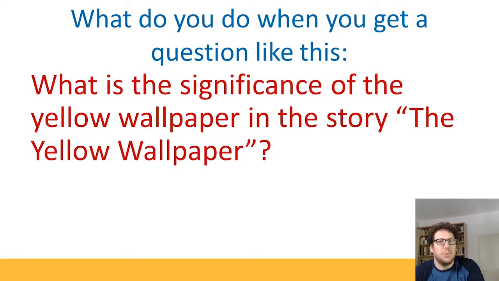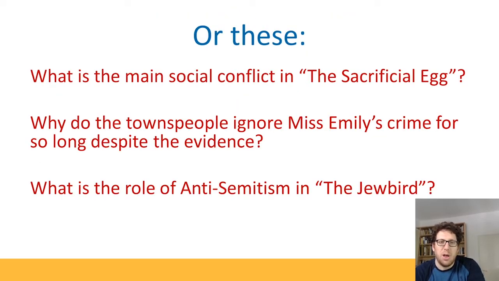So the question for today is, what do you do when you get a question like this? What's the significance of the yellow wallpaper in the story The Yellow Wallpaper? Quite general. There can be a number of answers, but what do you do with this question, right? Write a paragraph about this question. Or, what is the main social conflict in the sacrificial egg? Why do the townspeople ignore Miss Emily's crime for so long despite the evidence? What is the role of anti-Semitism in the Jew bird?